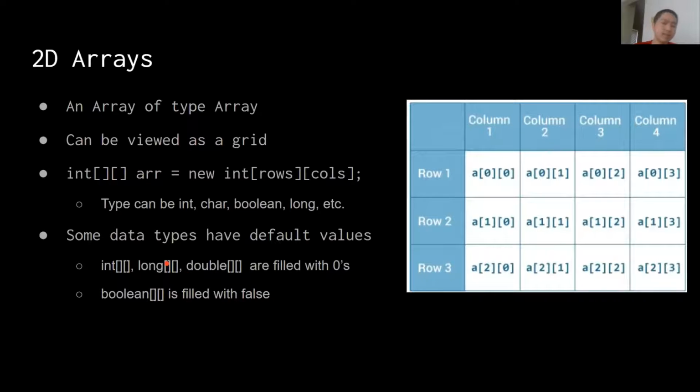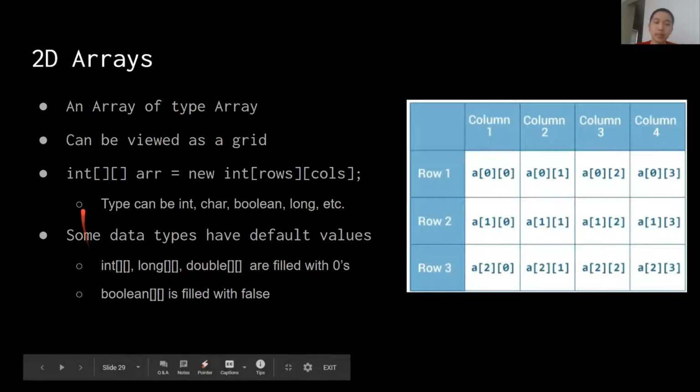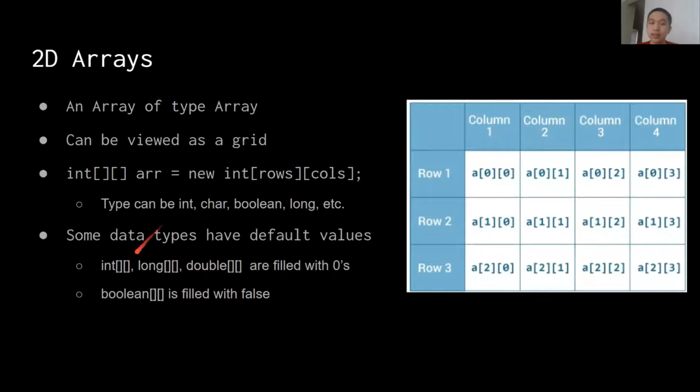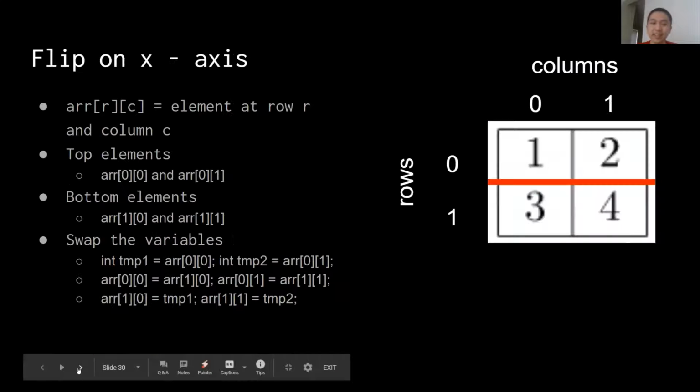And some data types have default values, which means that if I just make this array, it'll be filled with 0 or it'll be filled with false, right? So if you do a number, they're going to be automatically filled with zeros. If you do a Boolean, they'll be automatically filled with false. But if you make a 2D array of strings, it's probably all null. So you have to be careful about that.